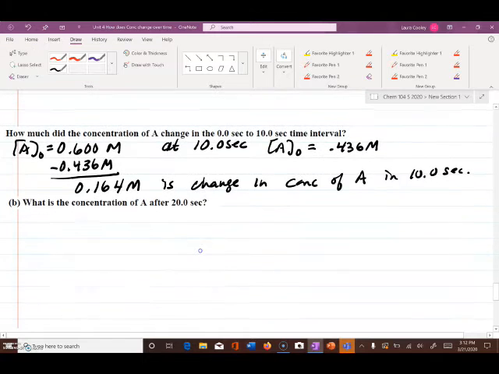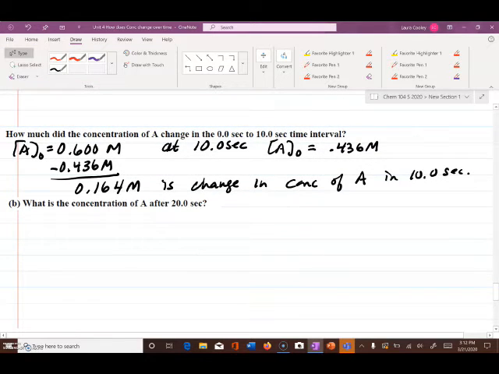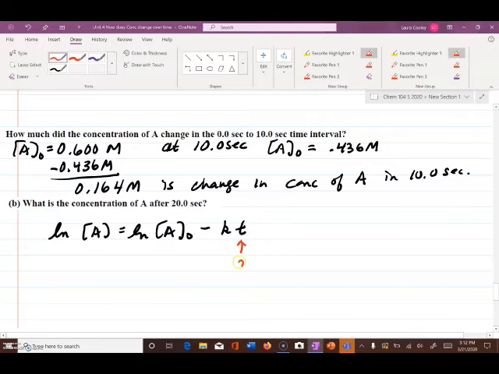Okay, so now let's do it again, because practice makes perfect. We're going to use the same equation. The log of A is the log of A naught minus KT, but now we're going to put in 20 seconds here. And we have the same rate constant.